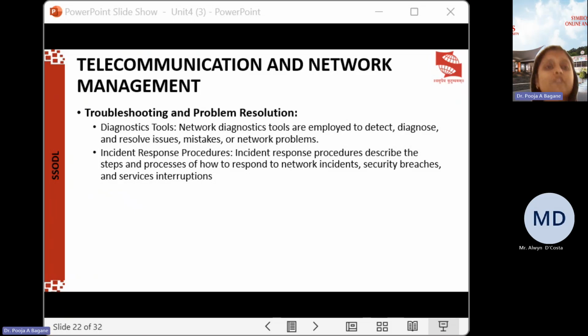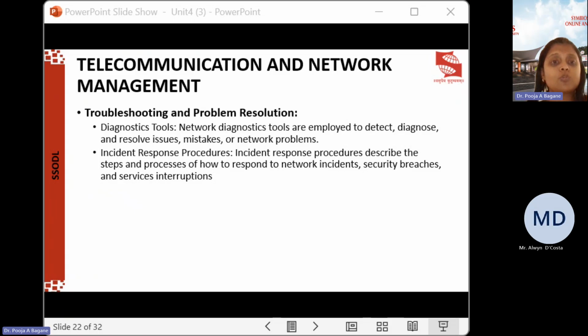Next is the incident response procedure. This procedure describes the steps and processes of how to respond to network incidents, security breaches, and service interruptions. It explains the roles, steps, escalation of the problem, communication, and remediation strategies that the team should take to ensure incidents have minimum impact and allow normal operation to resume.